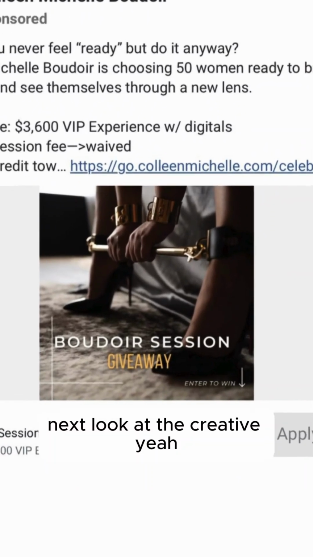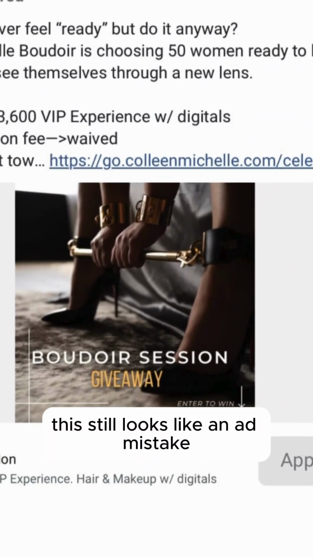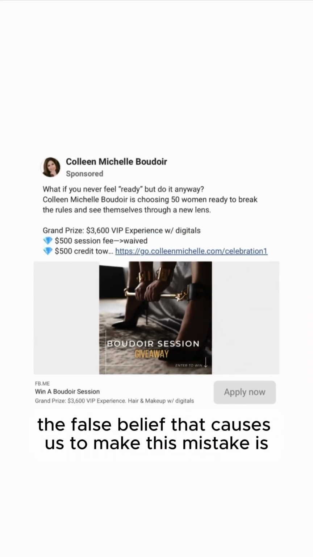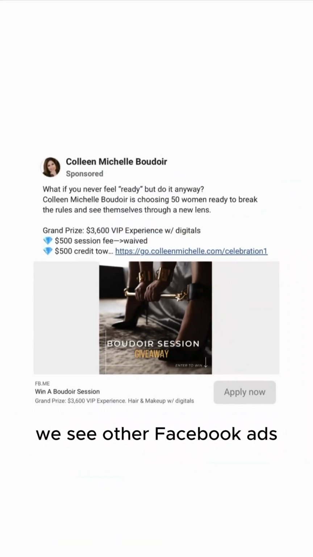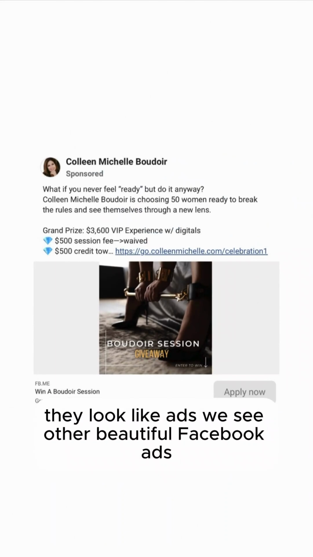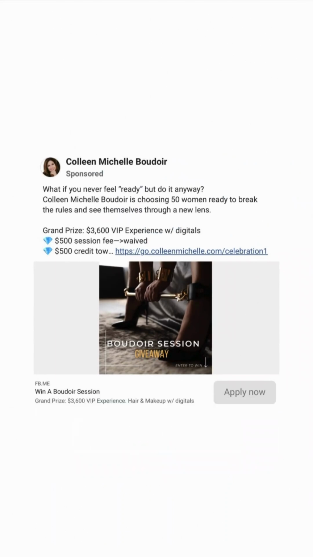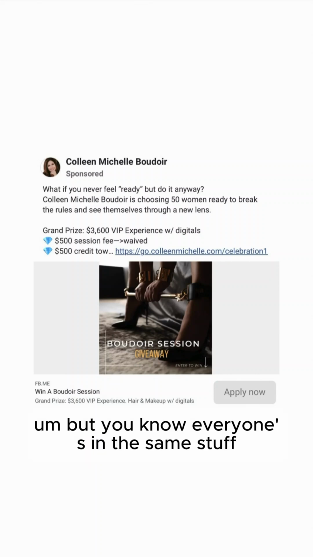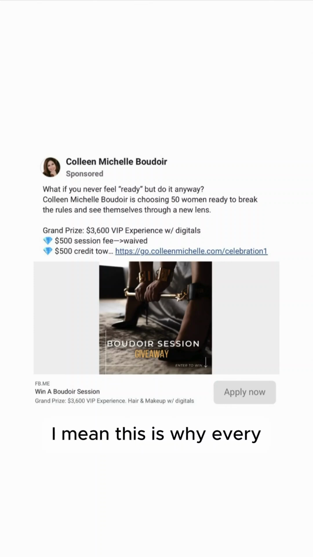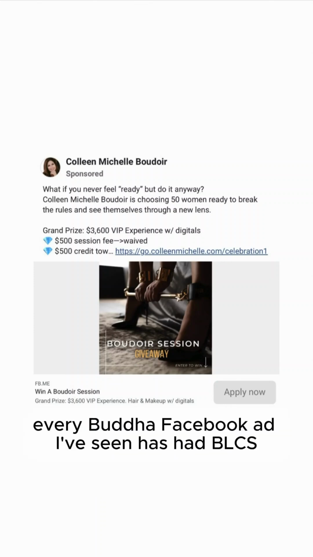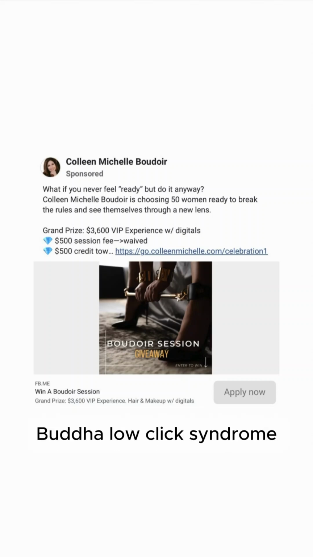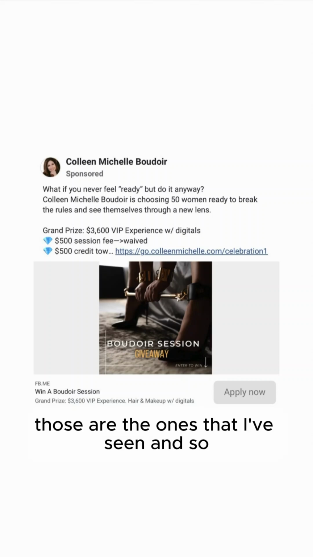Next, looking at the creative, yeah, this looks like an ad mistake. The false belief that causes us to make this mistake is we see other Facebook ads, they look like ads. We see other boudoir Facebook ads, they look like ads. But everyone's doing the same stuff. This is why literally every boudoir Facebook ad I've seen has had BLCS, boudoir low click syndrome. Those are the ones that I've seen.